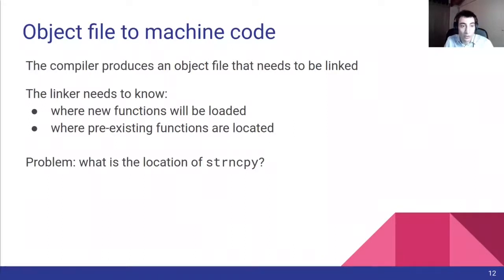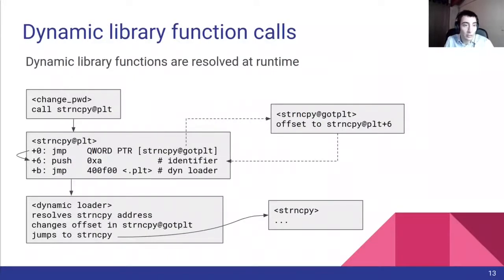And to link our object file, we need to tell our linker where the new functions that we are compiling will be loaded in memory at runtime and where the pre-existing functions can be located. And now we have a bit of a problem, because what is the location that we can use for string copy that we're using? Because if you think about it, string copy is not a function proper of the program that you are trying to patch, but a function of the C standard library. And it turns out that there is an address that we can use for it in the program that we want to patch, and that is due to how dynamic library function calls work.